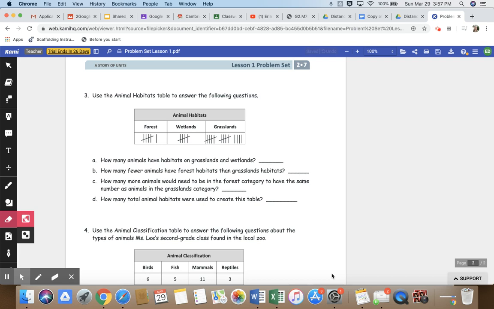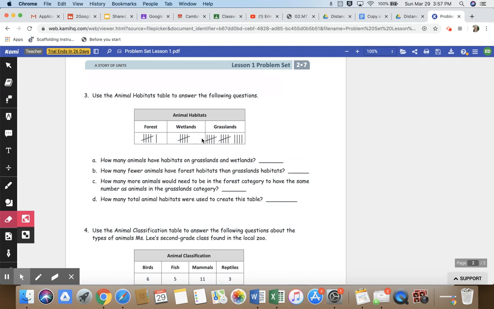Okay, boys and girls, here we are, lesson 1, problem set, page 2. Number 3 says, use the animal habitats table to answer the following questions. How many animals have habitats on grasslands and wetlands? So it's asking us to add the total number of animals in these two table charts.